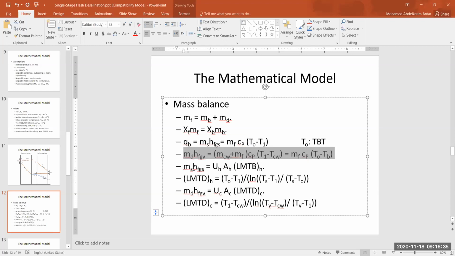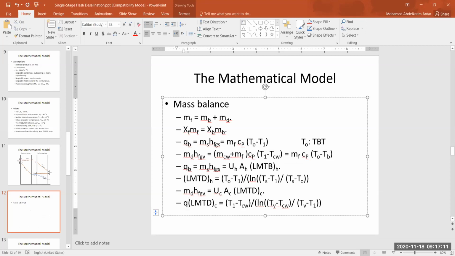Then, in the brine heater again, the QB is going to equal the overall heat transfer coefficient into the area, into the log mean temperature difference, where the log mean temperature difference again is T naught minus T1 over ln of (Ts minus T1) over (Ts minus T naught). In the heat recovery section, there is vapor that will condense to preheat the feed from T cooling water to T1.